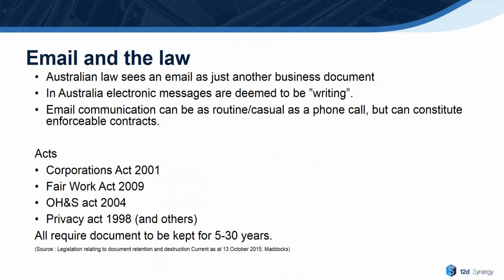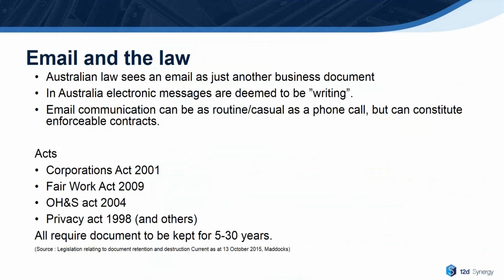So in an Australian example, what are the laws in Australia that we need to apply to? Australian law sees email as just another business document, and in Australia, electronic messages are deemed to be writing. You might use email to communicate in a very routine and casual fashion between colleagues, but email can constitute enforceable contracts, and there are some great recent examples of companies agreeing to do things that they didn't realize they were agreeing to because they just didn't word their email properly or clearly.